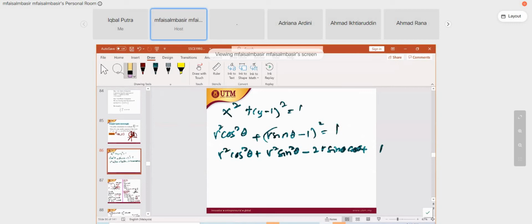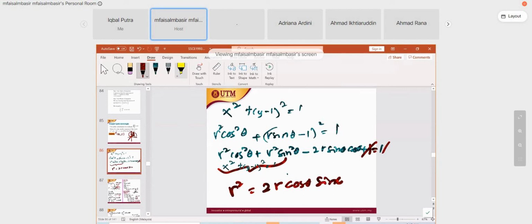Plus 1 equals 1. So 1 plus 1, remove, and this will be r squared equals 2 r sin theta. So r can be cancelled, or you can bring from the left. You have r equals 2 sin theta.